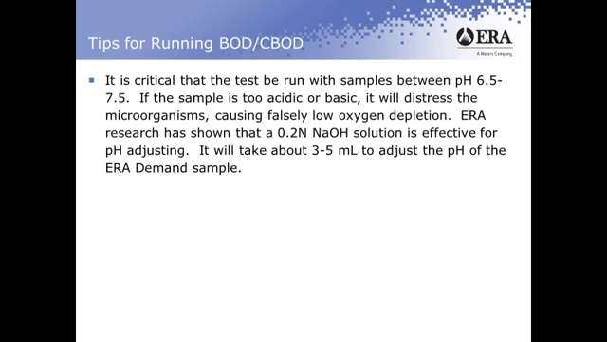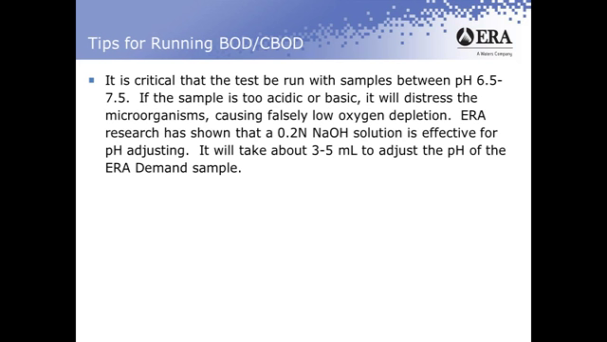ERA has done a lot of research on how to properly adjust the samples for pH. A lot of you have sometimes noticed in your history that you'll add a little bit of sodium hydroxide, the sample pH will rise to about 3, 4, maybe 4.5, and all of a sudden you add some more sodium hydroxide and it shoots way up to 10.